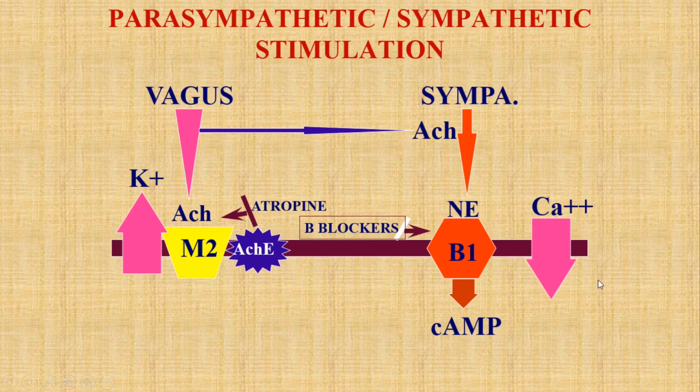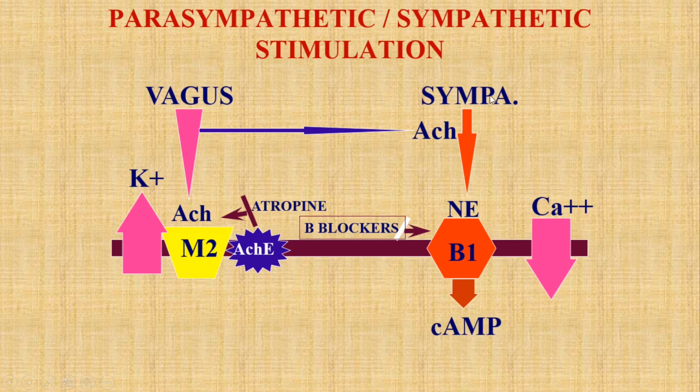Along with that, there is also opening of the funny channel. As I already mentioned, this funny channel is very important for the initiation of the pacemaker potential. And after that, the calcium ions that enter will complete the remainder of the pacemaker potential. So the pacemaker potential will reach the threshold level very fast. So the action potential generation is very fast under the influence of sympathetic stimulation.